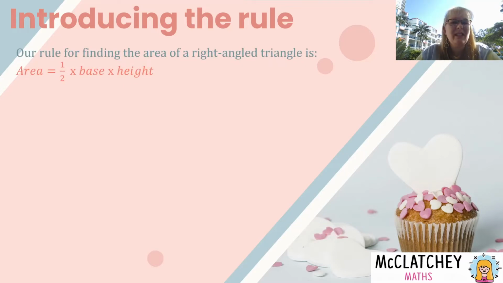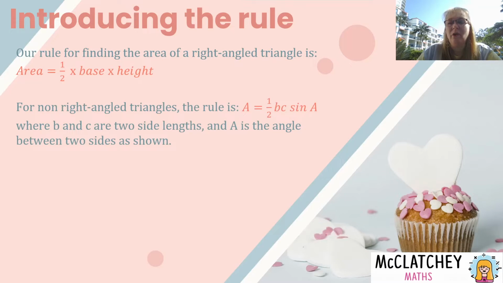Now you should know the rule for the area of a right angled triangle. We've been learning that one since about grade 7, and it's half times the base times the perpendicular height. With a non-right angled triangle we've got a new rule, half BC sine A. There are some new variables in there: B, C and the sine of angle A. B and C are our two side lengths as shown in this triangle on your screen, and A is the angle between those two sides. So you actually need that angle in between the two sides to be able to use this formula.